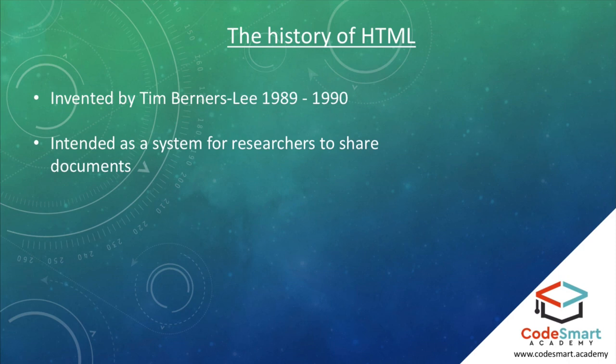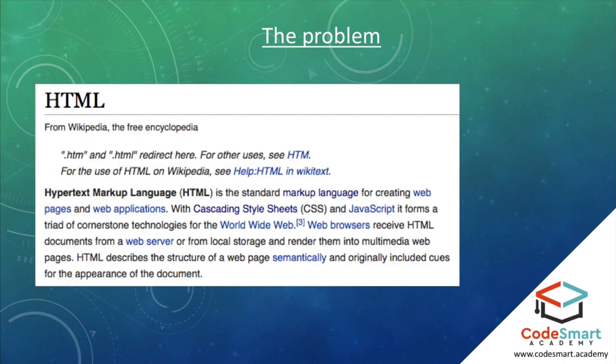HTML was invented by a physicist called Tim Berners-Lee. The development took place around 1989-1990, where memos and proposals about HTML were introduced. The idea behind HTML was to create a way for researchers to send and receive documents to each other electronically. To understand why HTML was created, first let's take a look at the problem.